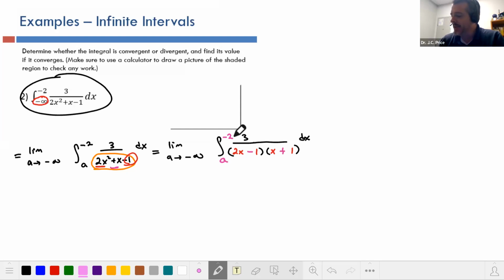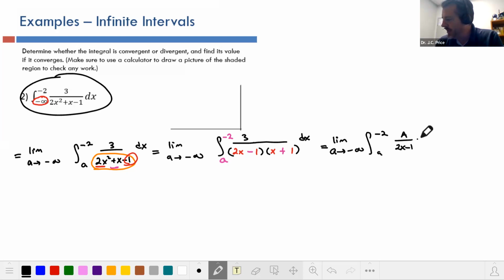Now I can rewrite this, using my partial fraction decomposition, as the limit as a goes to negative infinity of the integral from a to negative 2 of some number, capital A, divided by 2x minus 1, plus another number, B, divided by x plus 1, dx. Everything looks good so far. Now I've got to figure out what A and B are.